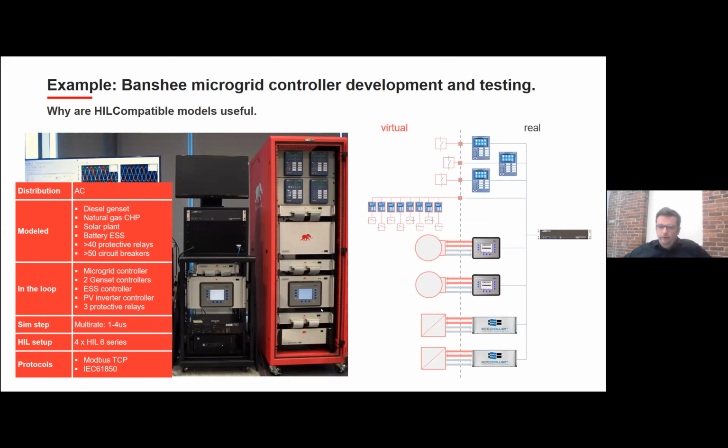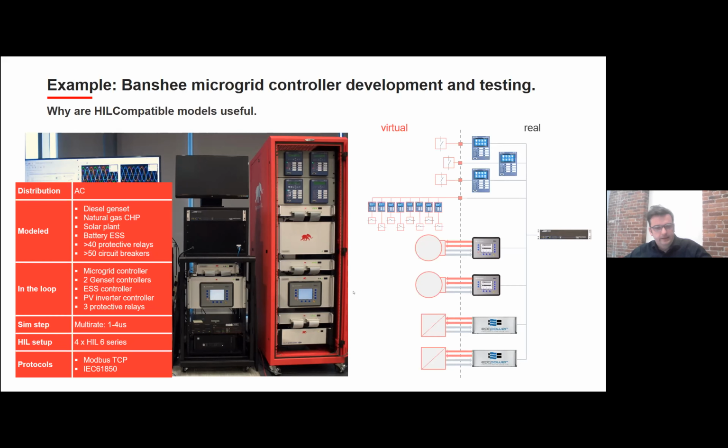To demonstrate this, we did a few years back this microgrid model, the Banshee microgrid model, with our colleagues from Lincoln Labs and MIT, and demonstrated that these HIL-compatible digital twin devices are super useful for system integration, interoperability testing, and also pre-commissioning for some of these, in this case, smaller systems.